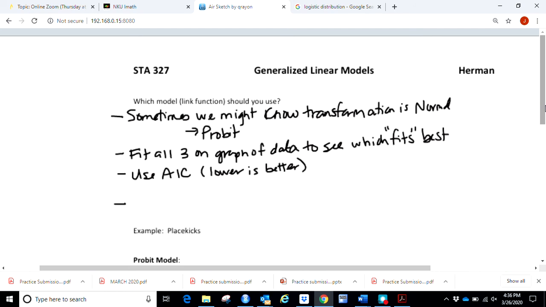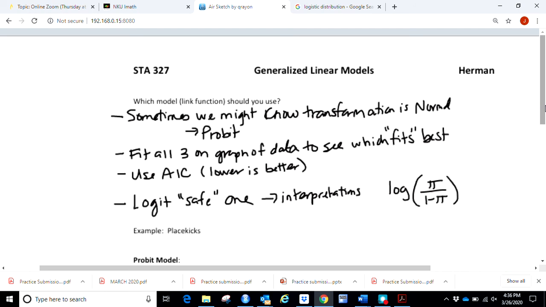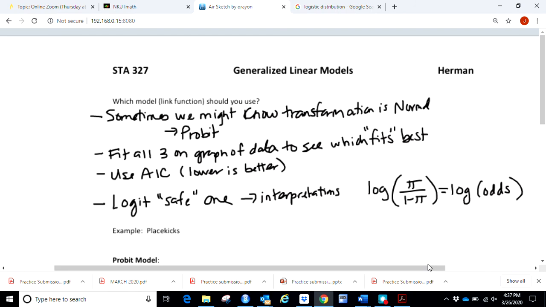The one that gets used most often when there really doesn't feel like there is a best is we have a tendency to use the Logit as sort of the safe one. And the reason why people tend to use the Logit as sort of the default or the safe one is simply because of its interpretations. It has really nice interpretations. And the reason why it has nice interpretations is that we're doing this log of pi over 1 minus pi, which is the log odds. And since it naturally has this odds showing up in it, it makes it very nice for interpretation sakes.